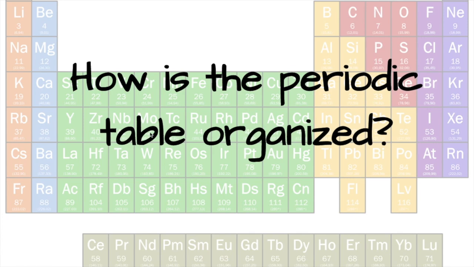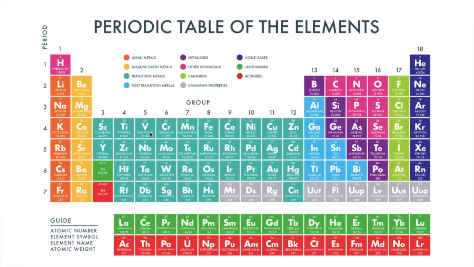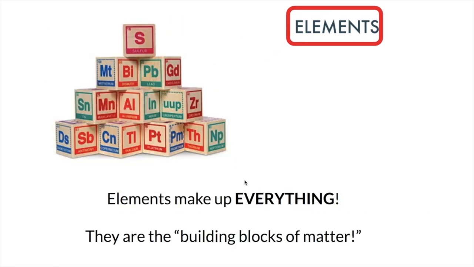What's the periodic table? It looks like this. You might have seen it before. The full name is the periodic table of the elements. Elements make up everything in the world around us. They are the building blocks of matter. Every solid, liquid, and gas is made up of elements.